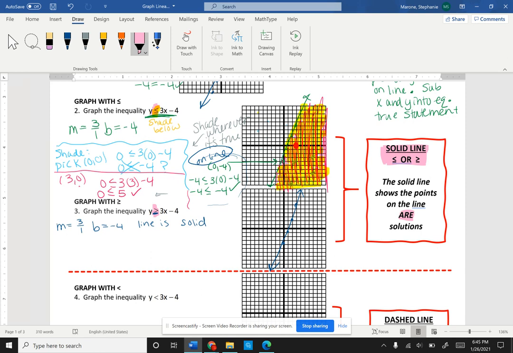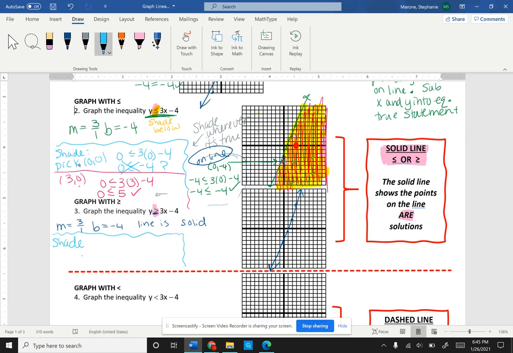Now we have to figure out where to shade. This one says y is greater than or equal to 3x minus 4. So we're going to figure out where to shade. And these problems do get easier. I'll show you in the next page.